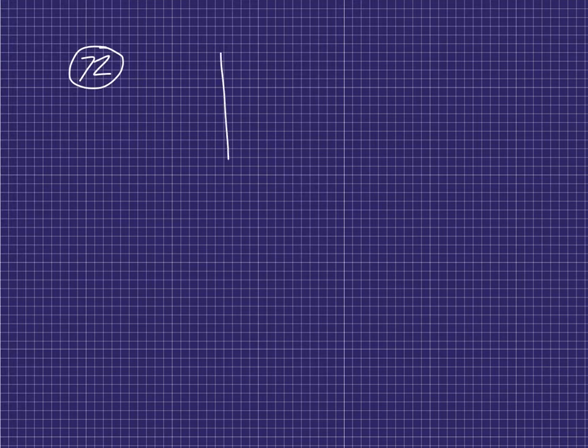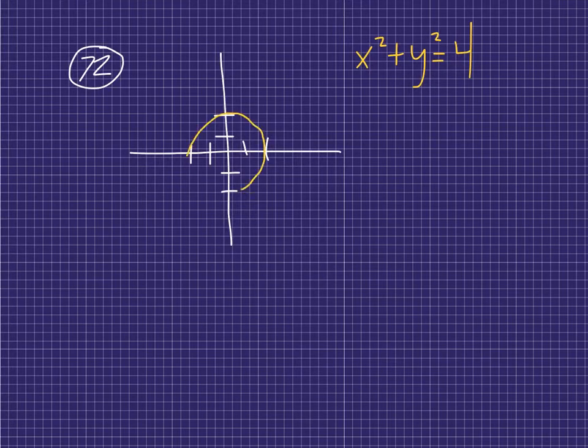For number 72, I'm not going to do the whole thing because it asks you to do 4 different versions of this problem with different cross sections. And actually, this is almost exactly the same example that I did in class. It's not y equals, it's x squared plus y squared equals 4, and that is the equation of a circle with a radius of 2. So it kind of looks like this.